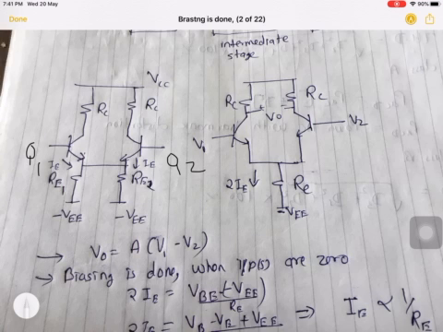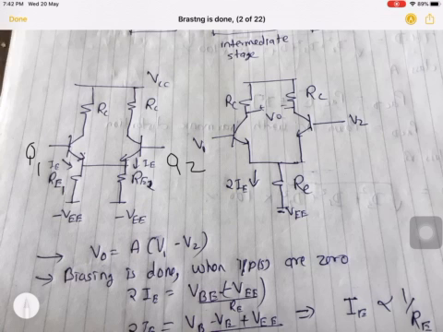It means this is one terminal, this is the second terminal. Therefore, the difference between the base terminal of Q1 and the base terminal of Q2 is the incoming input signal. That is differential input. The same diagram I have represented here. V1 is the input, V2 is another input, and output is V0. It is measured from the collector side of both the transistors.